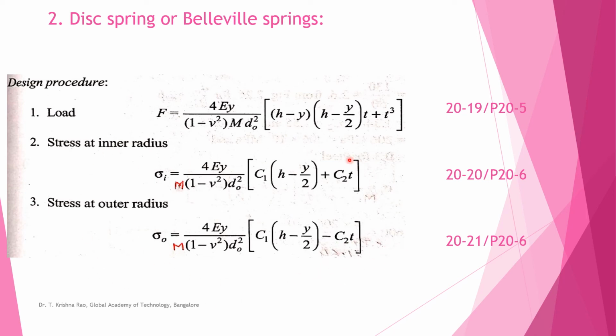The equation is the same for inner radius and outer radius, except this value is plus here and minus here. These are equations 20-1 and 20-2, page number 20-6, the first and the second equations. By virtue of this algebraic equation, the first value, sigma I, is always greater compared to sigma O, because this is added here and subtracted here. So this entire value is more compared to this value. So allowable stress should always be taken as sigma I.